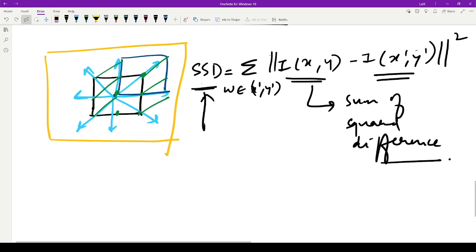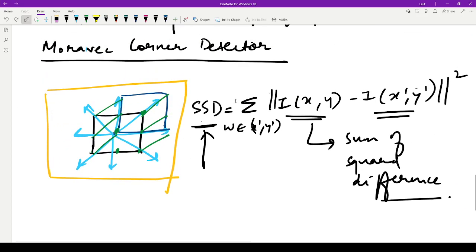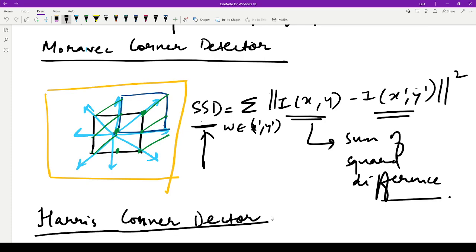So what was done is instead of relying on this specific sum of square differences explicitly, we made sure that we can be more robust to this corner detector. So not we, Harris made sure that it's more robust than the previous one. So we come to Harris corner detector. So what does Harris do?